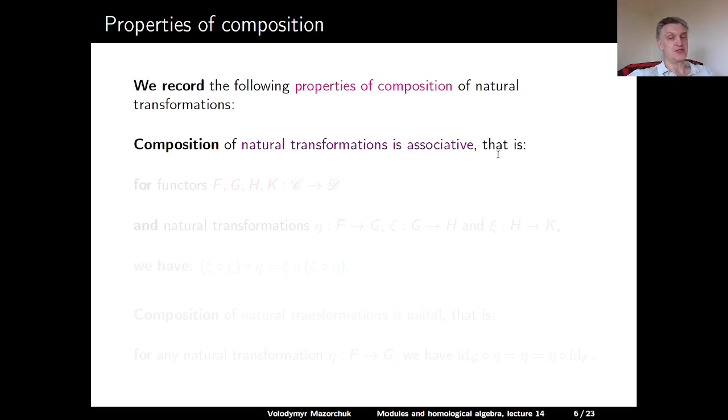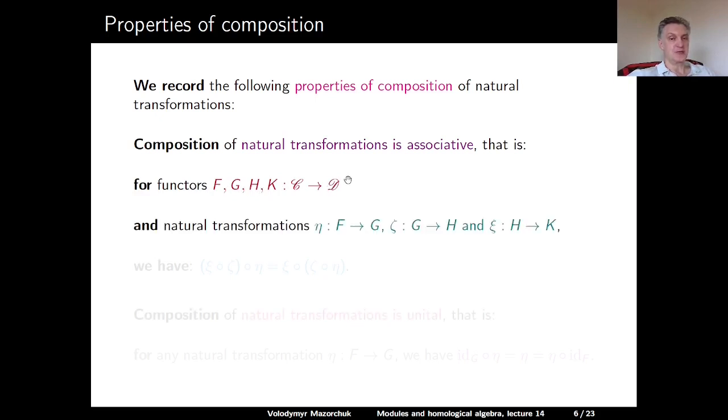We record the following properties of the composition of natural transformations. First of all, this composition is associative. That is, if we have four functors f, g, h, and k from C to D, and three natural transformations, eta from f to g, zeta from g to h, and xi from h to k, then we can compose xi after zeta after eta, and of course we can put the brackets in two different ways. So the claim is it doesn't matter in which way we put the brackets, we get the same result. So xi after zeta and then after eta is equal to xi after zeta after eta. So the composition of natural transformations is an associative operation.